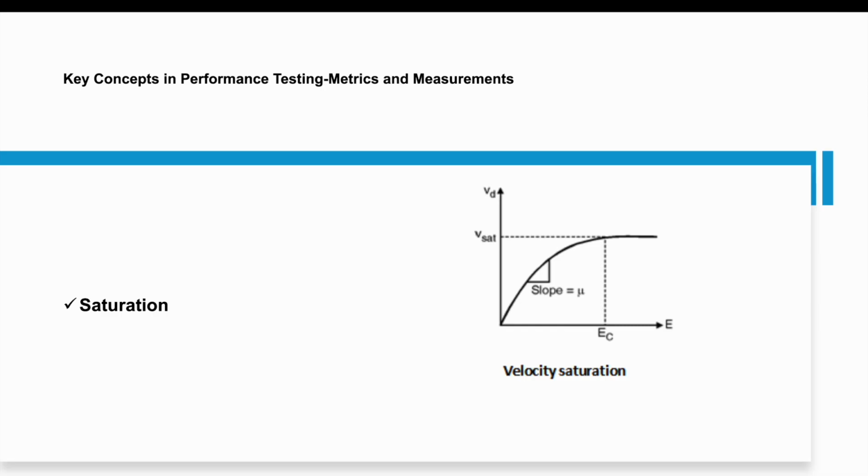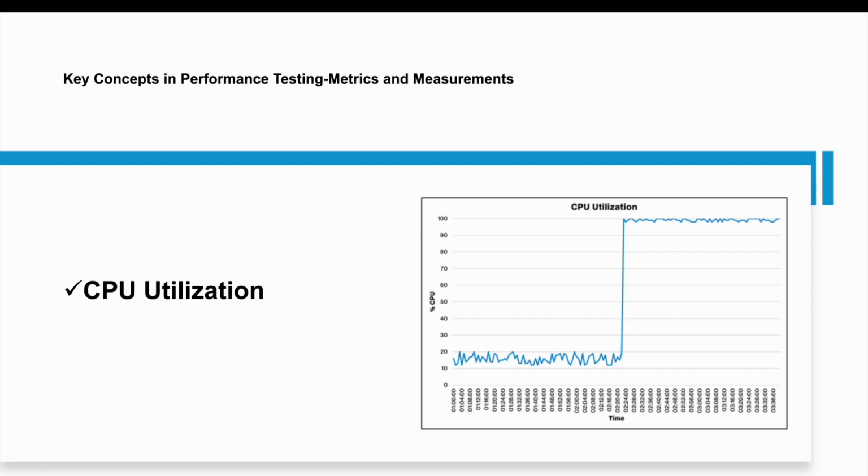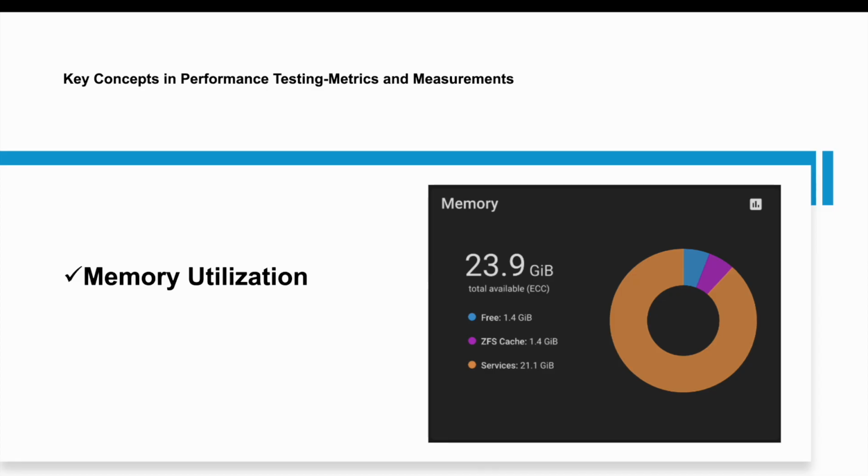The next concept is saturation. Saturation occurs when a resource is subjected to a load more than it can handle. It means it is the maximum utilization of that resource. It means the resource is not capable of handling more load beyond that maximum utilization. CPU utilization, as the name itself indicates, is the percentage of CPU utilized while running a certain request. Memory utilization, similarly, is the percentage of memory utilized whenever a certain request is getting processed.